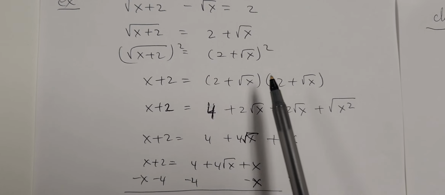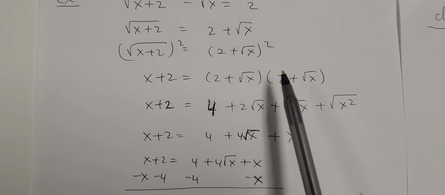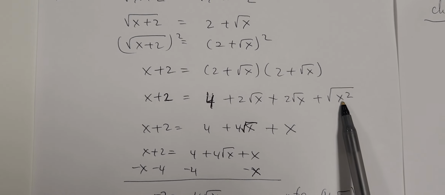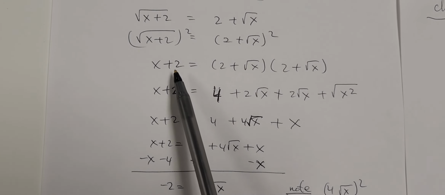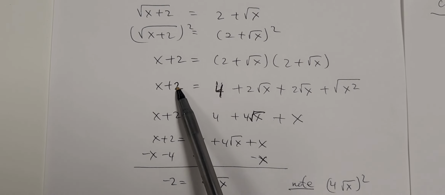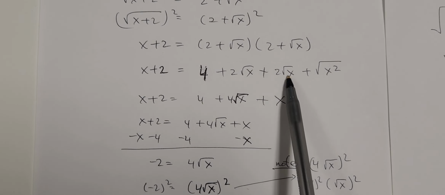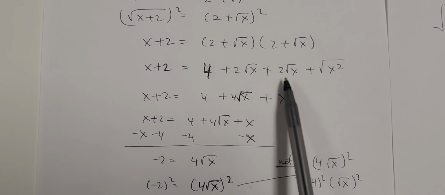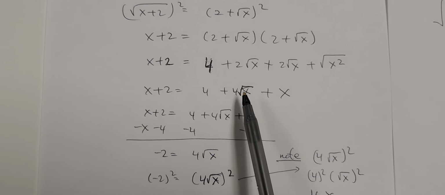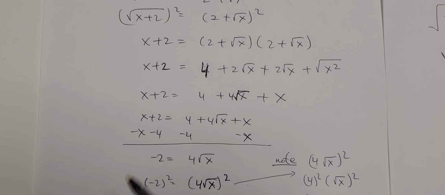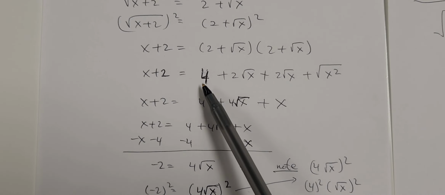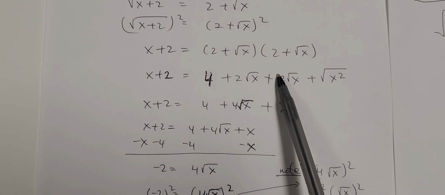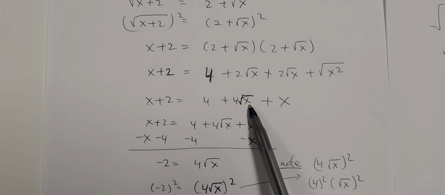Here's one square root x, here's another square root x. They are the same, so it gives me x squared. Now on the left side, I just bring x plus 2 straight down. Next, I want to combine like terms. These two 2 radical x terms are both positive, so combined I end up with 4 square root x.